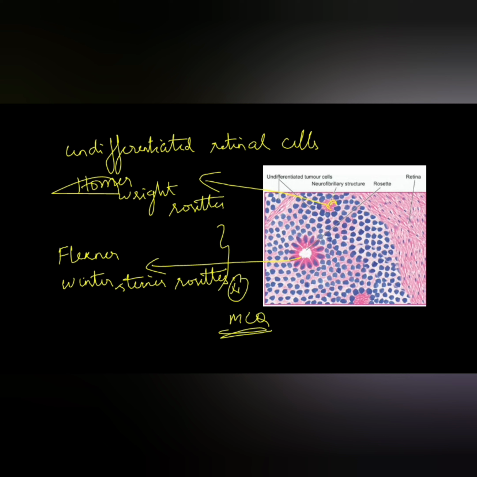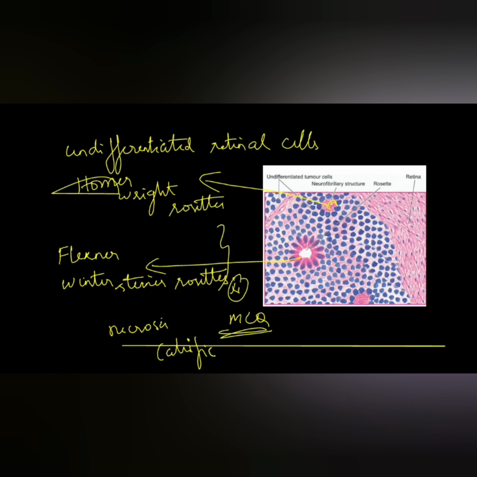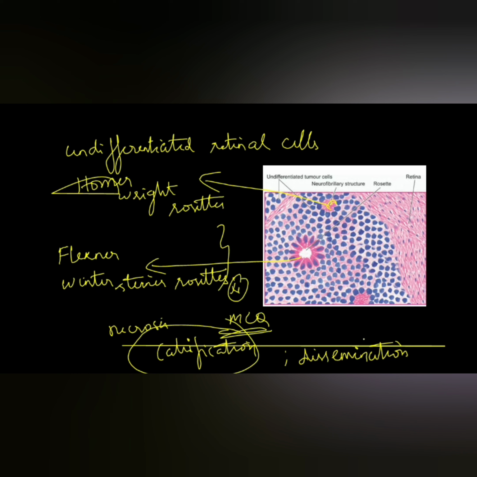Apart from this, you can also see necrosis in some areas. Another important finding is calcification. So this is again very important. You can also see calcification. And finally, you can also see features of dissemination. The dissemination can be into the vitreous, or into the optic nerve, or into the brain, and so on. So these are your pathological findings.